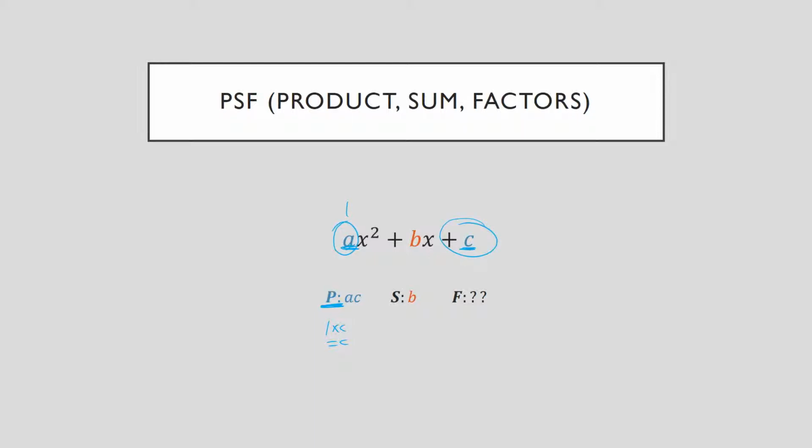But for this one, we're going to multiply these 2. So that's our product. And then this one here is our sum. So B is our sum. And then we can use that to find factors, and then we can factorize in parts.